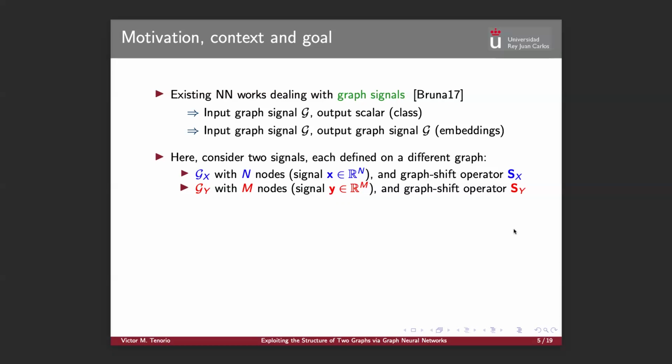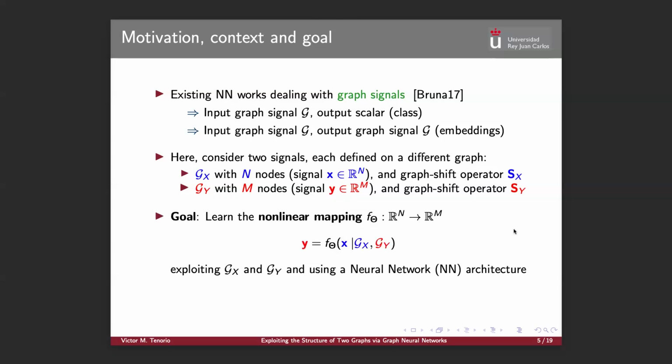I'll try to motivate later why this architecture makes sense and what applications we could have for it in the numerical experiment session. But the idea here is to find a nonlinear mapping, probably in the form of a graph neural network architecture, that learns the mapping between X and Y, leveraging the information in both the input and output graphs. So we want to find a mapping from this X that lives in R^n because it's supported on Gx, and we want to find the output that lives in R^m because it's supported on Gy, and probably use a graph neural net.